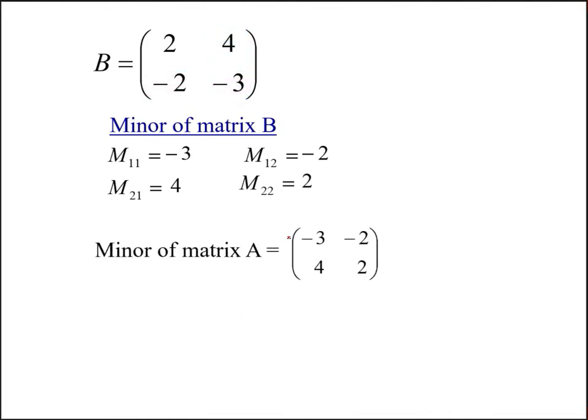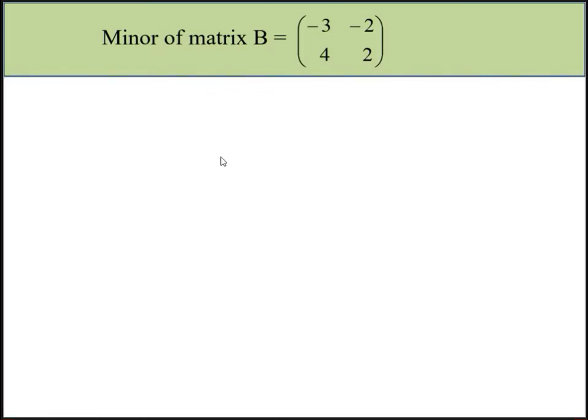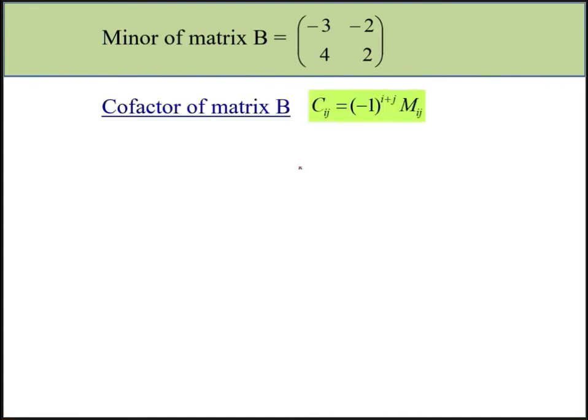Did you get this? Let's check your answers for the cofactor of matrix B. Once you know your minor of matrix B, you can simply find your cofactors. You can use the formula given, or you can also remember the signs according to their orders. The first element in the first row and first column must be positive, and then in the first row and second column it must be negative. Negative there and positive there. Notice that the sign always changes.